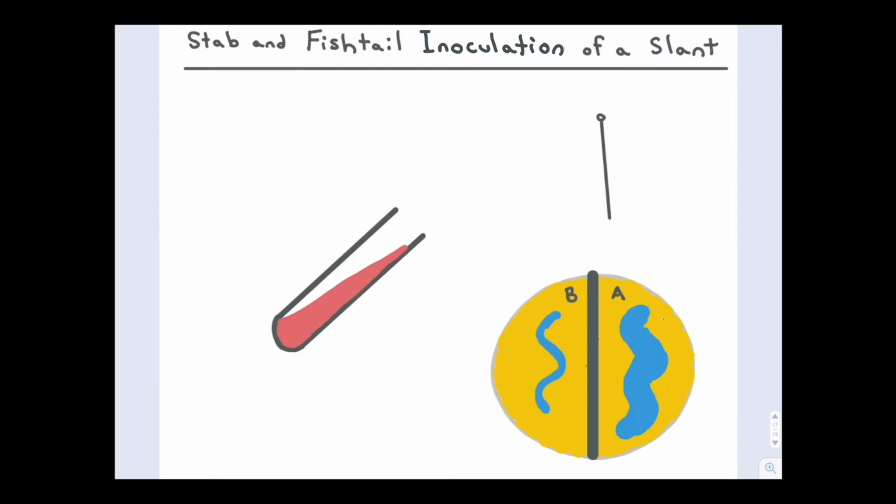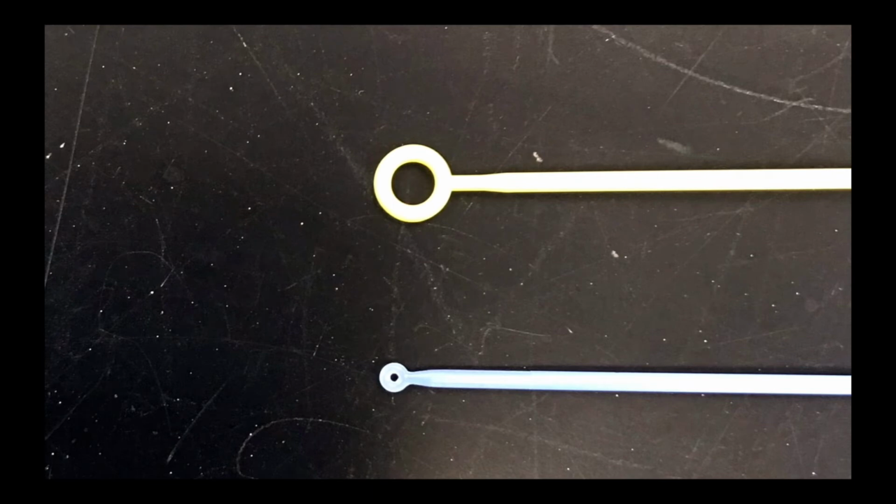Now, a second type of inoculation of an agar slant is a stab and fishtail inoculation. And notice here in the loop at the top right, the circle at the end of that loop is much smaller. That's going to make it firmer, more sturdy, and better able to stab the gel. So take that loop. Here's a comparison of that loop with the loop that you would use for a normal fishtail. So notice at the bottom you have the stab and fishtail loop. That's a smaller circle at the end.